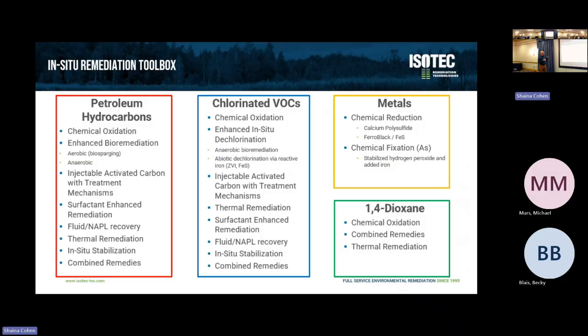These are some of the more common contaminants we come across in the hazardous waste field: petroleum hydrocarbons, chlorinated VOCs, metals, 1,4-dioxane. The take-home message is that with these different key contaminants, we have options. How that decision gets made at any one site depends on various factors, and we'll learn more about those from the presenters as we go forward. There are many different technologies, and these can also be combined.